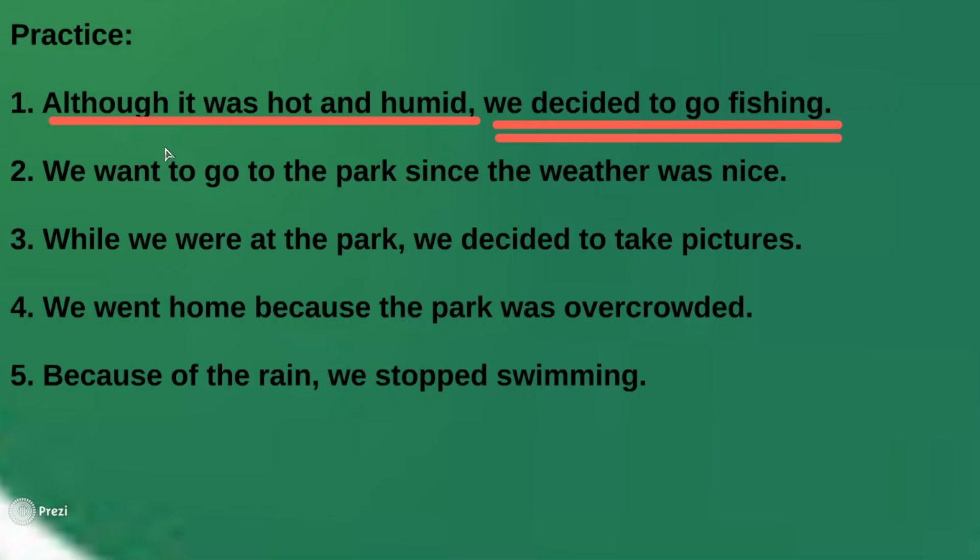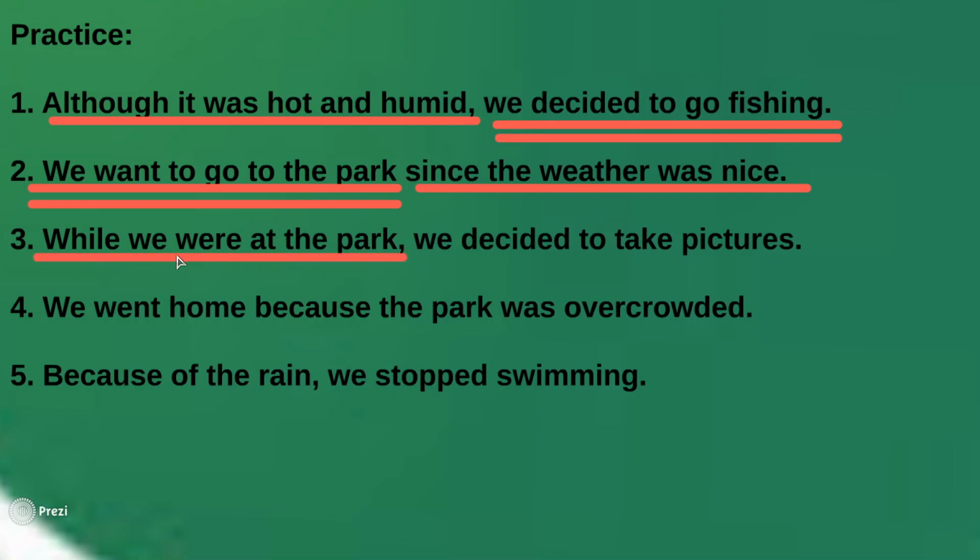Okay? Next, we want to go to the park. Now, check. Do we have a subordinating conjunction here? We don't have. So remember, if there's a subordinating conjunction, it is a dependent clause. If we don't have a subordinating conjunction, it is an independent clause. So this is an independent clause because it can stand alone and it makes sense. And finally, since the weather was nice, you can see here the subordinating conjunction since the weather was nice. Okay, so this is your dependent clause.